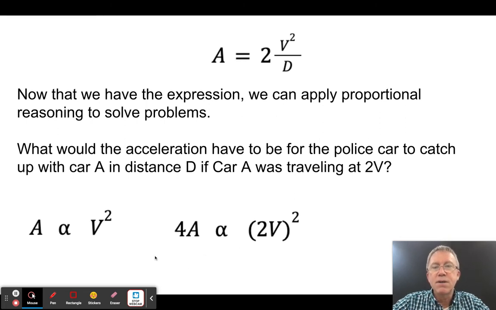If I look at this statement, now that I've simplified it, what I see is a is proportional to v squared. And if a is proportional to v squared, and v is now 2v, that means 2 squared, so 4 times the acceleration would be necessary.